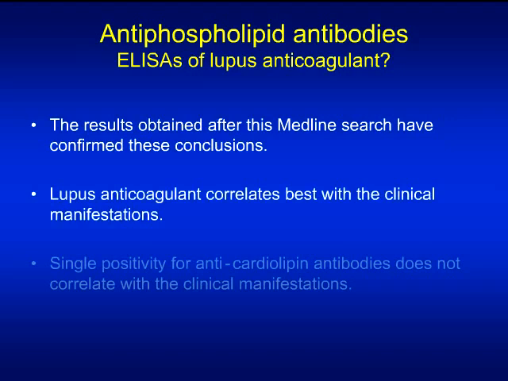Lupus anticoagulant correlates best with the clinical manifestations. And in fact, single positivity for anticardiolipin antibodies does not correlate with the clinical manifestations. There are now many studies that if you measure anticardiolipin antibodies as a single test and all the rest is negative, there's no correlation, at least with the assays as they are on the market today. So that is an important conclusion.